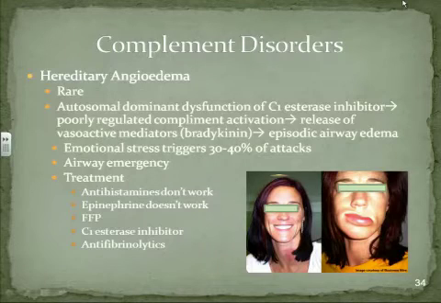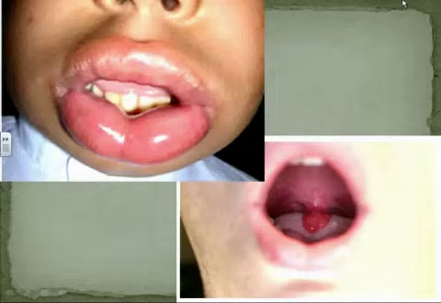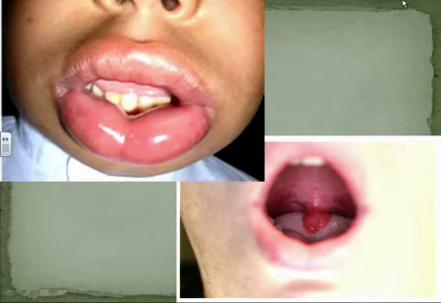Instead, what we usually do is give FFP. And that's what we did for this lady. We gave her FFP, and all of a sudden she got better. FFP has C1 esterase in it, so in that sense it works. This is what it will actually look like. You can imagine the airway getting to be a nightmare like this. You can see in the second picture the uvula is grossly distended, and it's now laying on top of the tongue. This person could have hereditary angioedema, so you've got to take note.